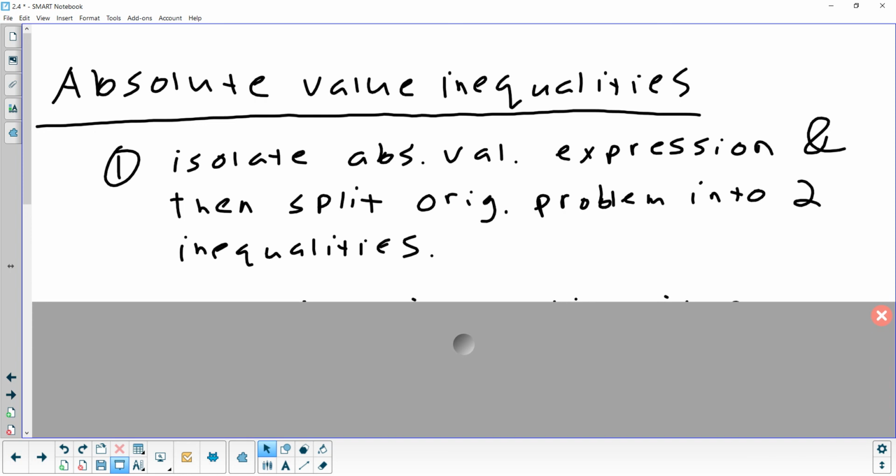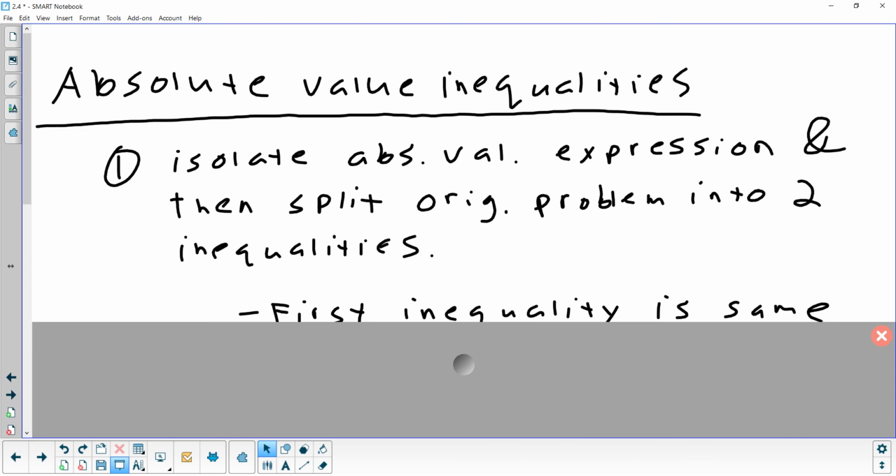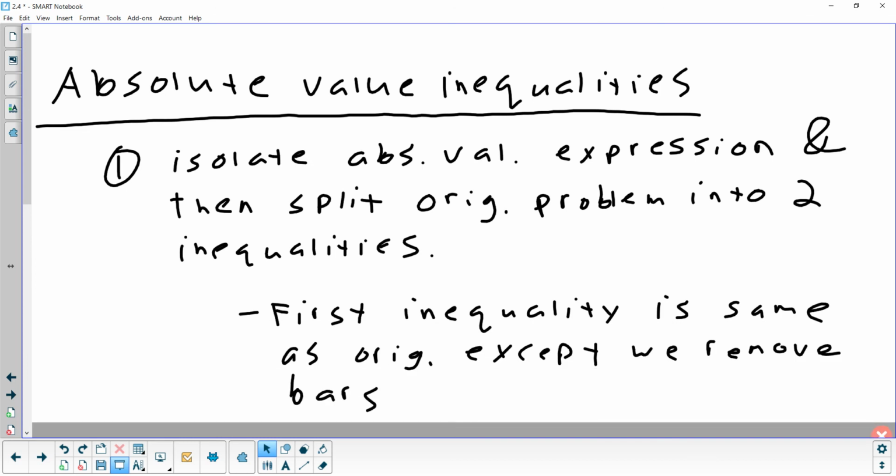And just like before, you have to isolate the absolute value. So it has to be alone on one side. And the first expression is exactly the same as the rules from yesterday. Write down the same problem that they gave you, but without the absolute value bars. Now for the second one, what we did yesterday is we changed the sign of the number on the other side. We're still going to do that.